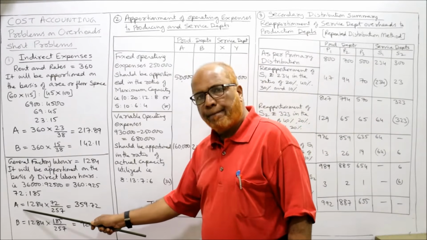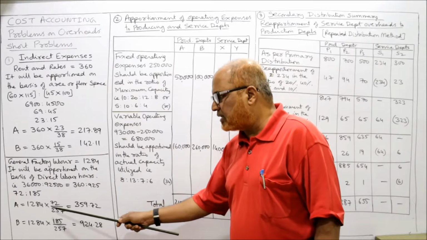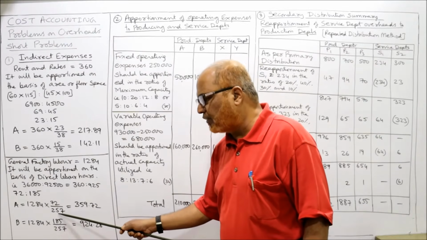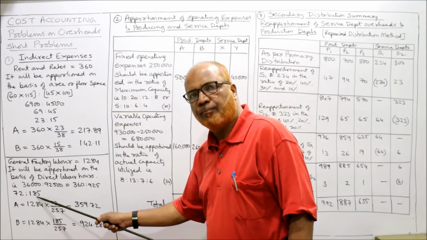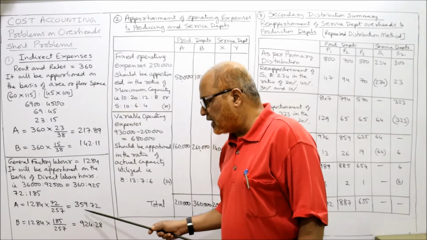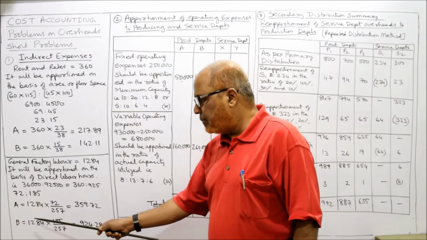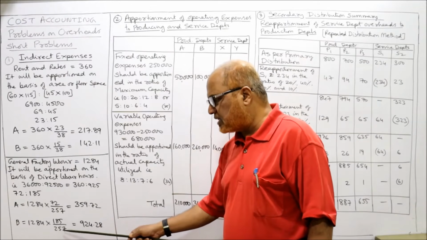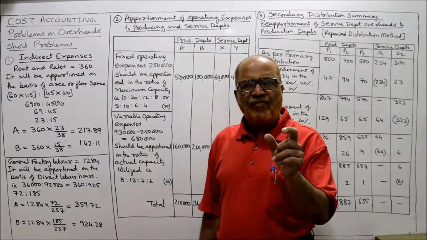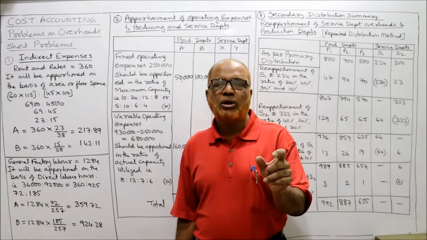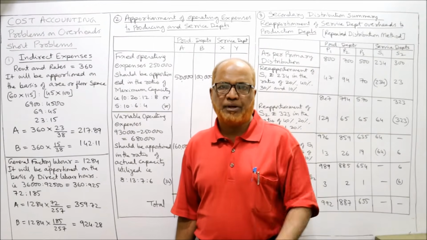Right? Now A, the total expenditure is 1,284 into 72 by 257. How did you get 257? 72 plus 185 is 257. So we will get 359.72. B is equal to 1284 into 185 by 257, 924.28. That's all. This is the first problem on apportionment of overheads between product A and product B.